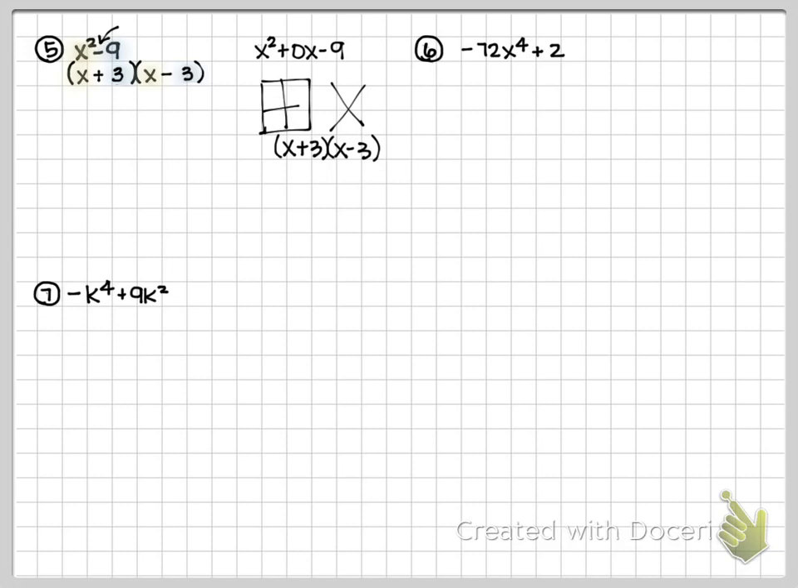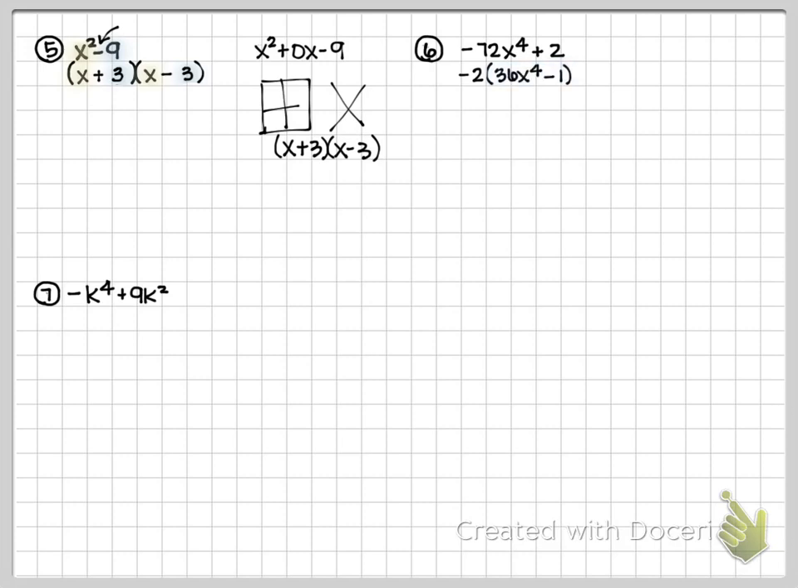So I'm going to factor out a negative, and then with the 72 and the 2, I can take out a 2. So right now it doesn't look like there's much I can do, but I can. So I'm going to go ahead and divide. That's going to give me a 36x to the 4th minus 1. Now reassess the situation. So look at everything inside. Trinomial? No, not at all. Binomial, so 2 terms, yes, absolutely.